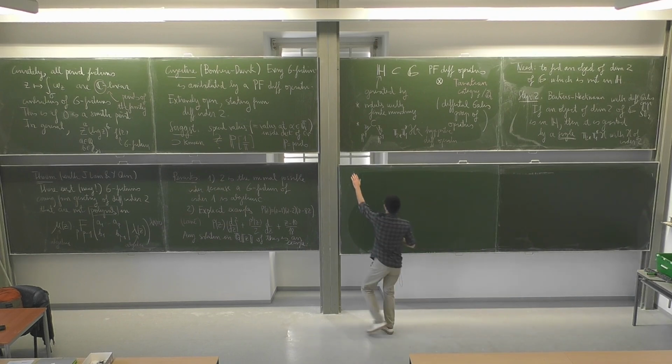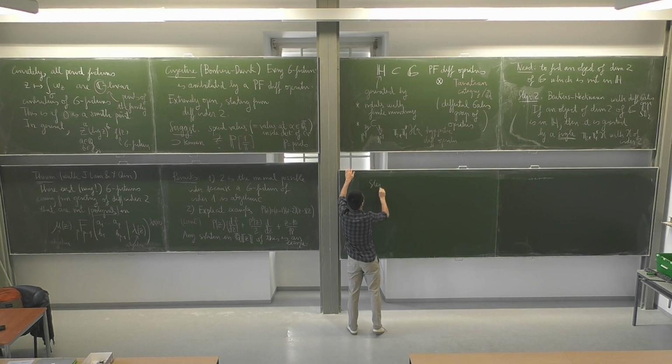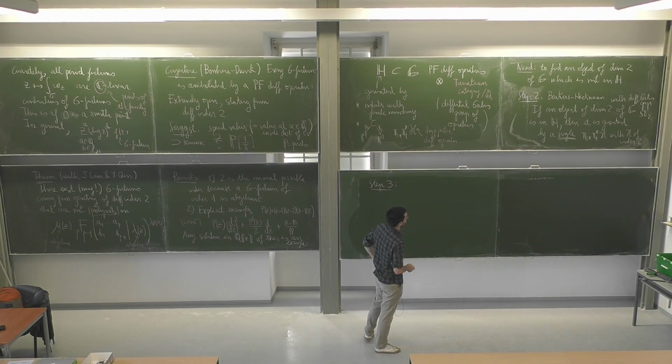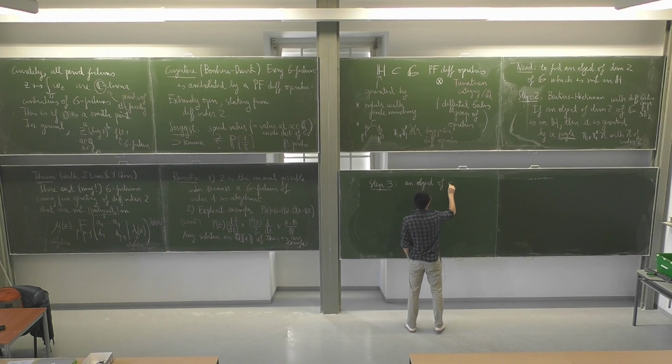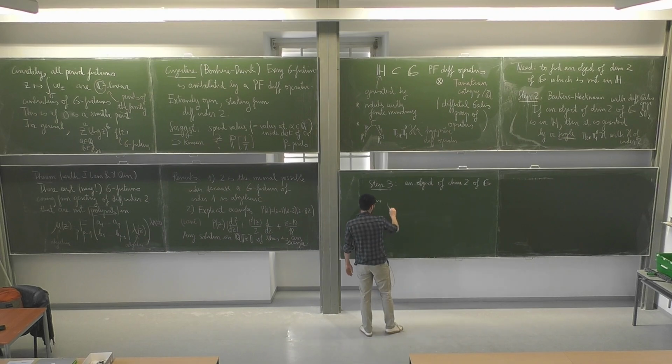So step 4, step 3. So we look at another object of dimension 2 of G. So this gives rise to a local system on some open of P1.